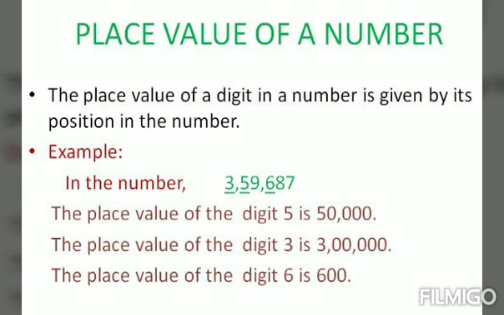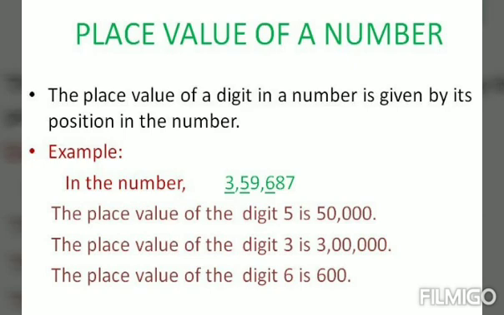expanded form, face value, number name, and so on. So now I will ask you, what is the face value? The face value of a digit is the digit itself. And what is the place value? The place value of a digit in a number is given by the position of the digit in the number. That is the product of the position and the digit.